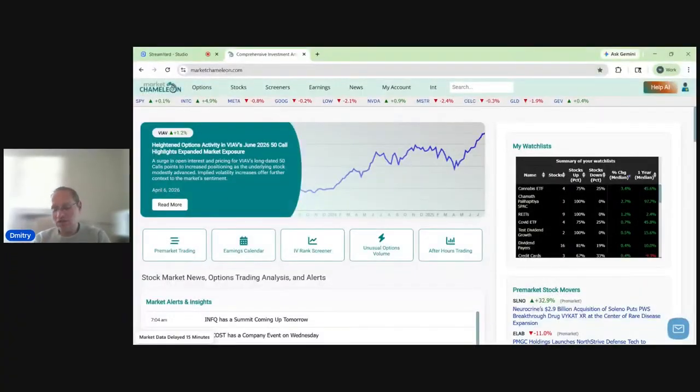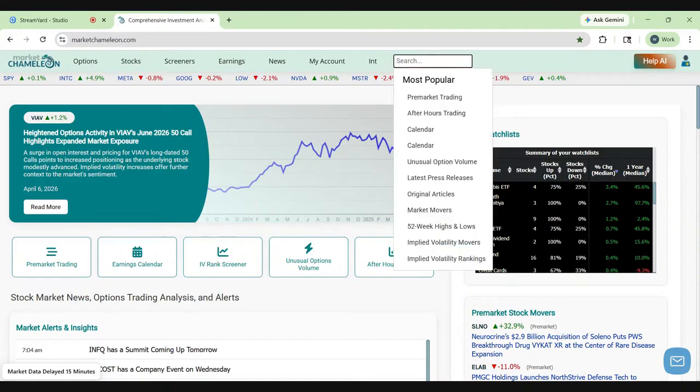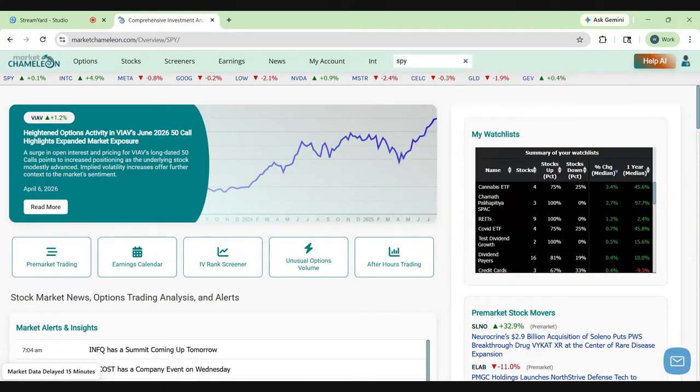Good morning, everyone. Today we'll take a look at different ways to chart a stock's volatility, and we're going to get different perspectives on where the volatility is coming from. We'll use SPY in our example. I'll type SPY in the search box.